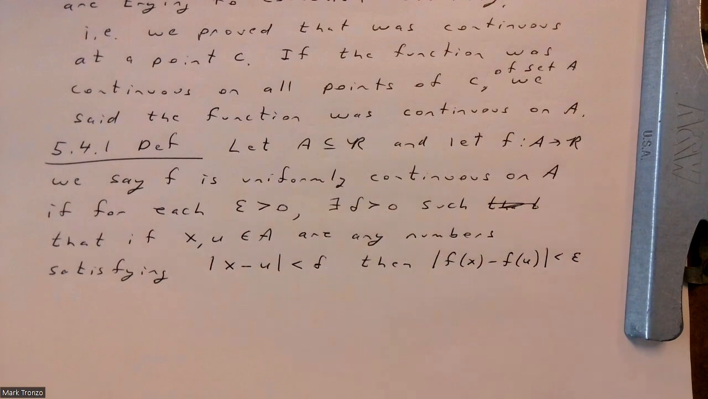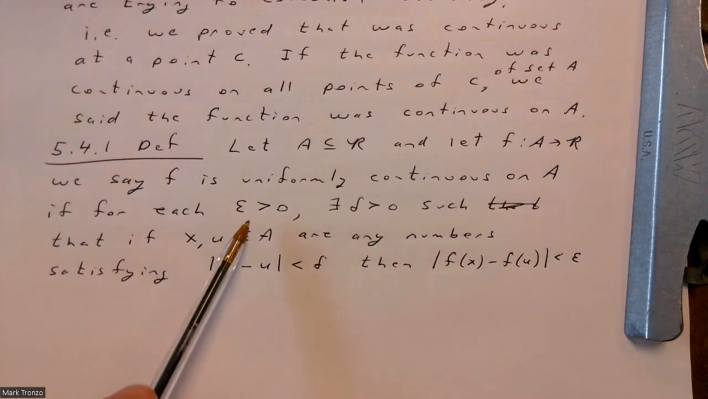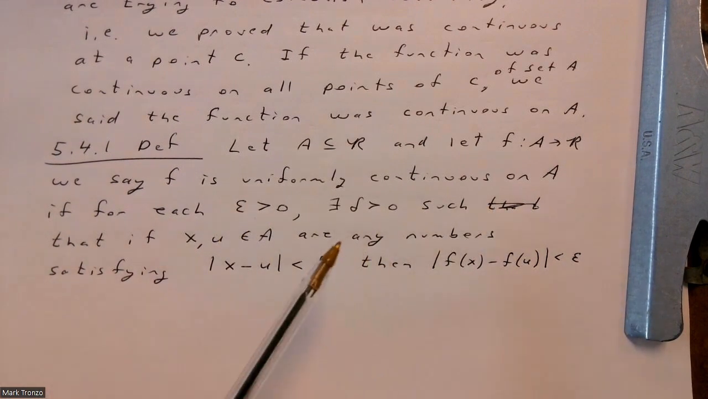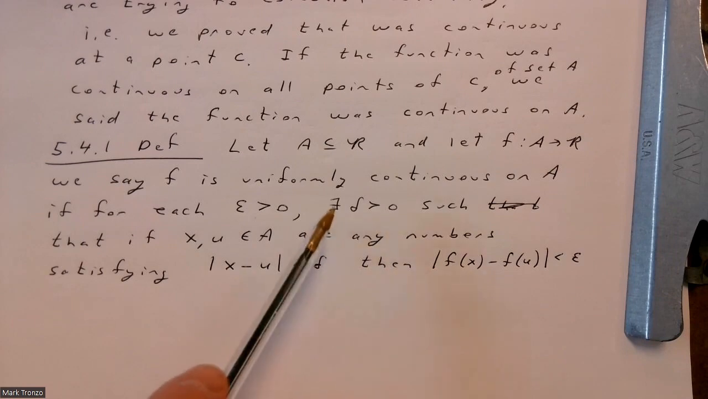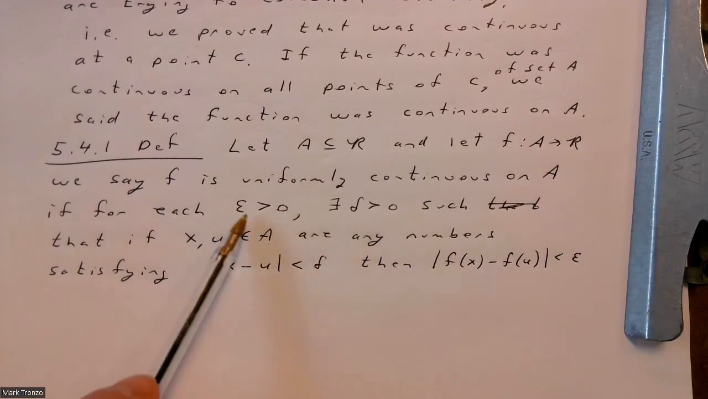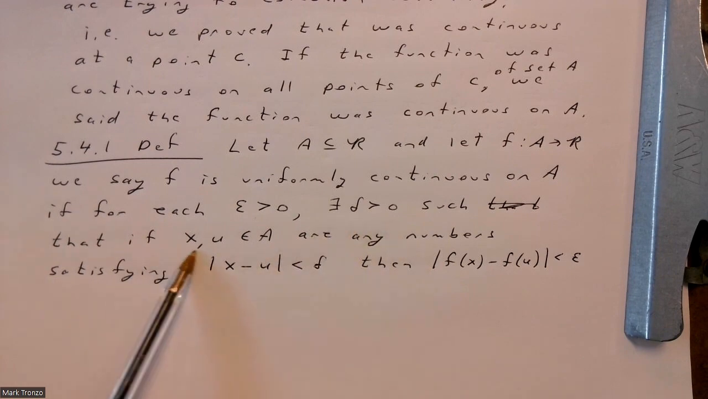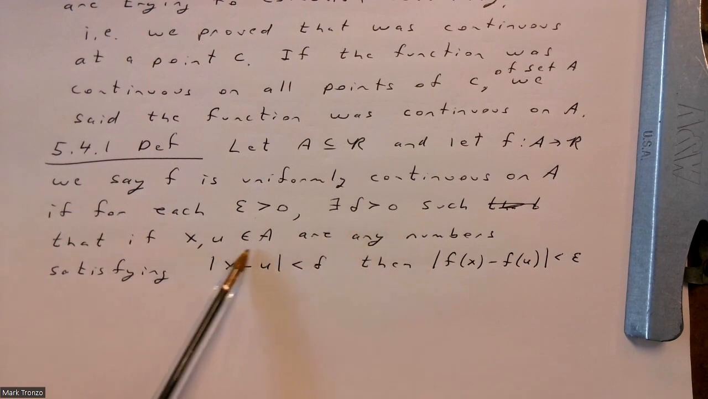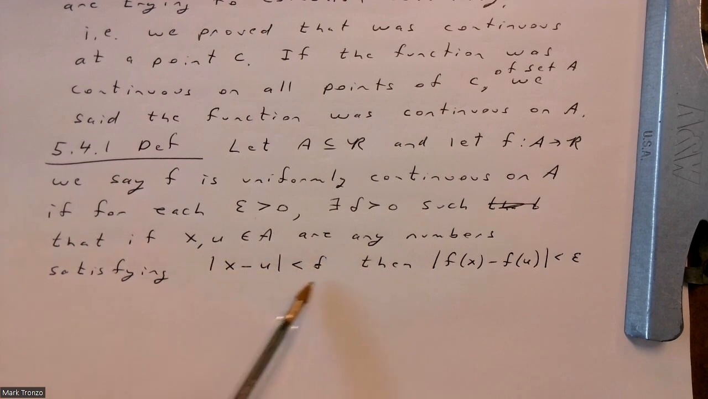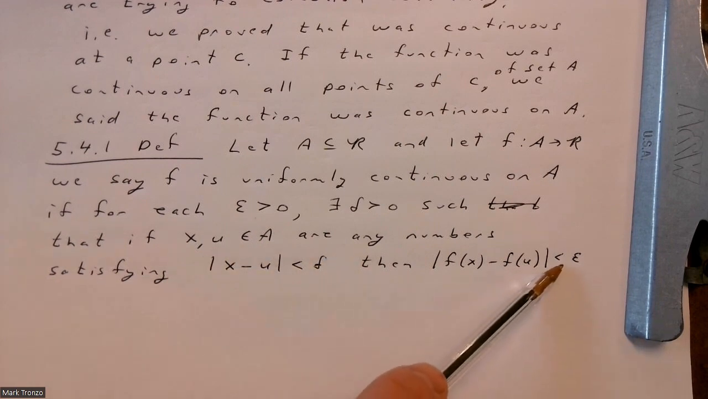So when we talk about uniform continuity, it's always going to be on a set, say on the whole set A. And so given any epsilon, there exists a delta greater than 0 such that if x and u are in A satisfying this, then this is less than epsilon.